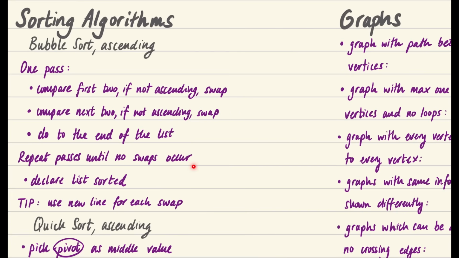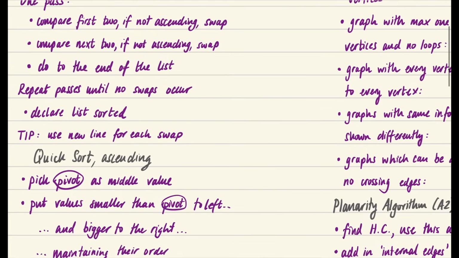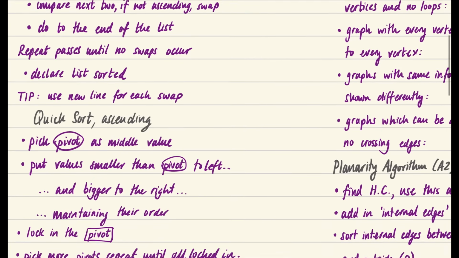And after there have been no swaps through an entire pass, you can then declare the list sorted. That part is often essential to get that final mark in a bubble sort question, although usually you only have to do one or two passes. They don't typically ask you to do the whole thing. A tip that I like to use is every time I do a swap, I use a new line. It makes it much easier for me to keep track of how many swaps I've made, and also it makes it a little bit easier to count how many comparisons I have done as well.